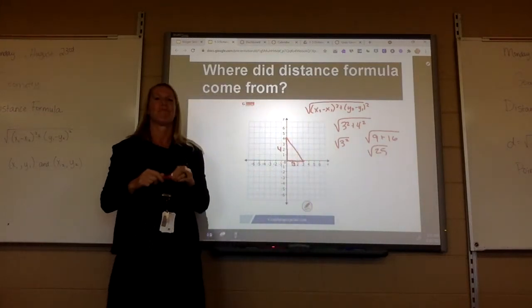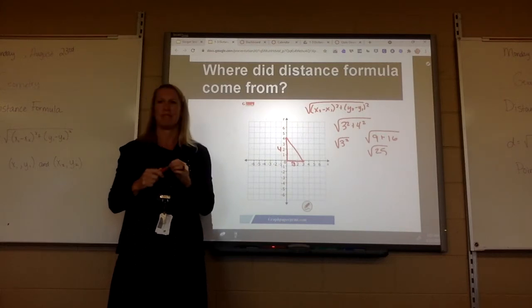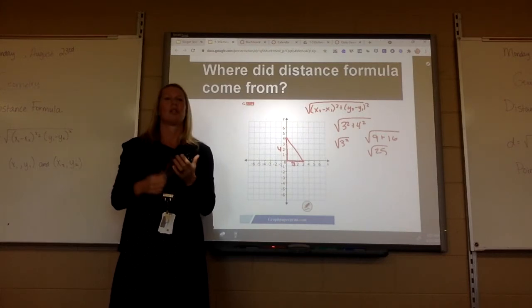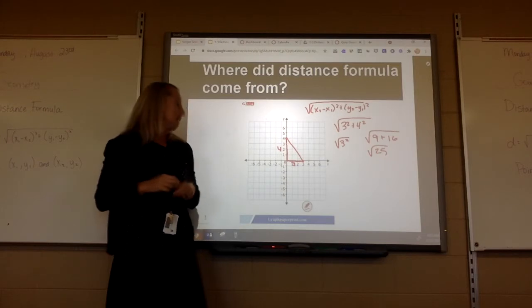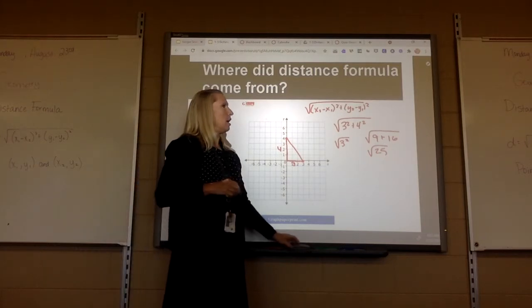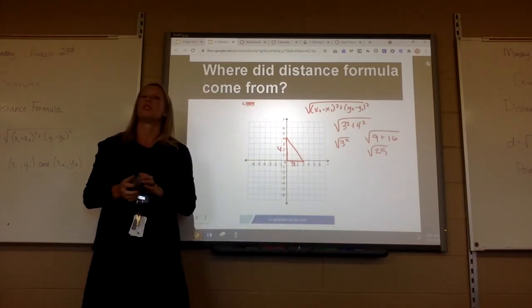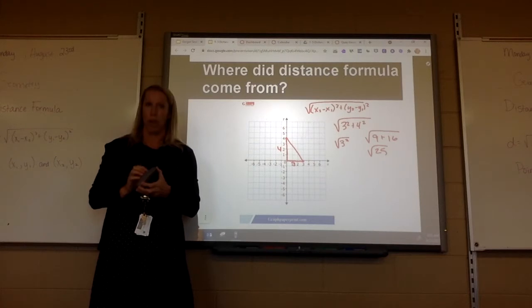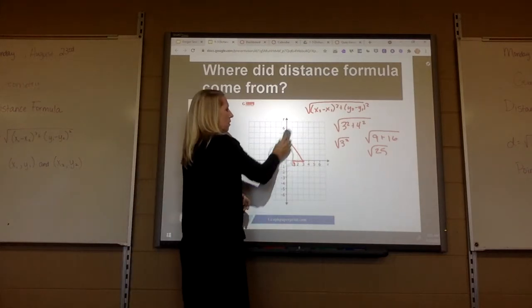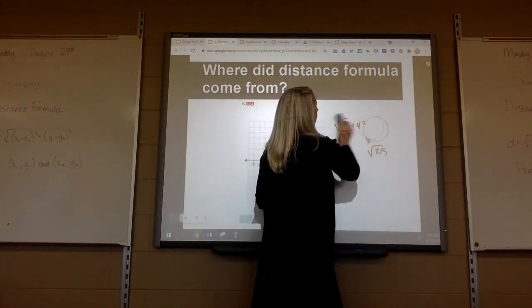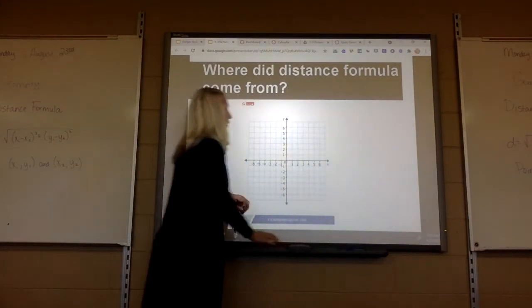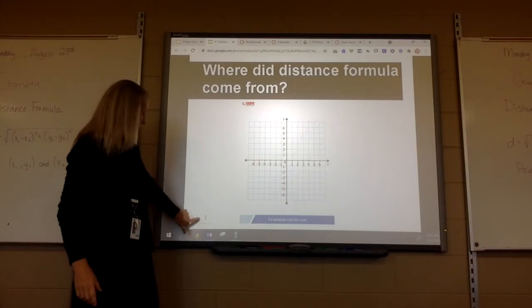Would we always solve it that way whenever we're doing it? Yes. Question, why does it have to be squared? Did you ever learn the Pythagorean Theorem? A squared plus b squared equals c squared. Yeah, we really will do a lot more Pythagorean Theorem later.